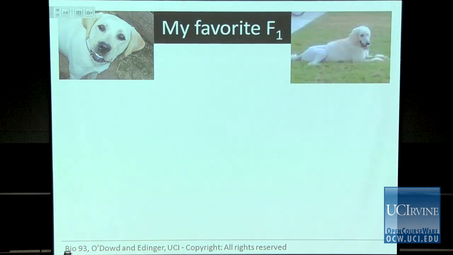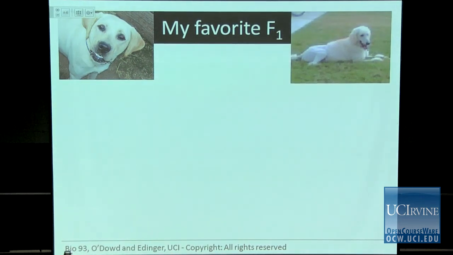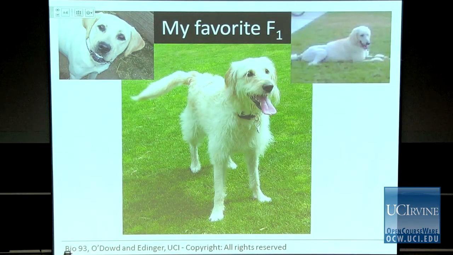Now, as another example, this here is a true breeding Labrador. So it's a P generation. This is a true breeding poodle. And these were bred to produce my dog, Daisy, who is an F1 Labradoodle. So she's a cross between a Labrador and a poodle. 2 true breeding strains produce the hybrid. She is the F1 generation.